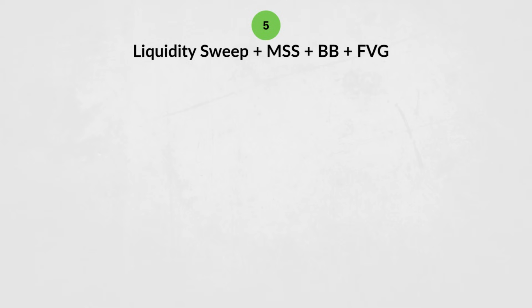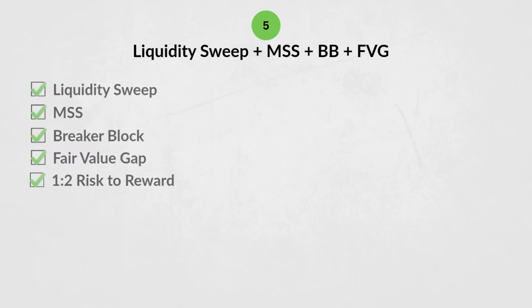Now for the final entry model, this is also known as the unicorn setup. It combines a liquidity sweep, a market structure shift, a breaker block, and a fair value gap. Here is the checklist for this entry model. First, you wait for a liquidity sweep. After the liquidity sweep, you wait for a market structure shift. Once the market structure shifts, you mark out your breaker block. Then you identify the fair value gap. After that, you set your entry at that area and target a 1 to 2 risk to reward ratio.